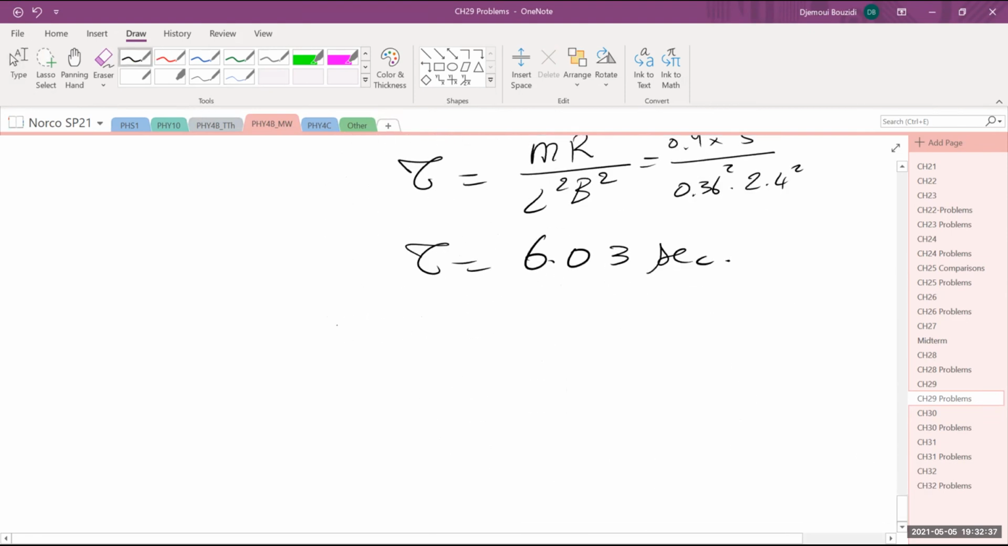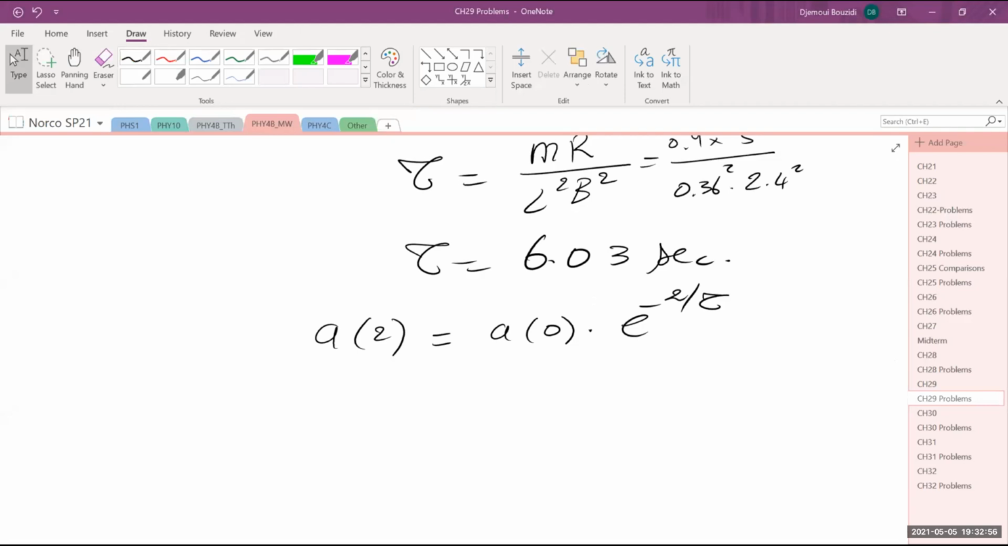I'm good. So a sub 2, after 2 seconds, is going to be a sub naught times the exponential of minus 2 divided by this tau, okay? So it's going to be e to the minus 1/3, basically, because 2 over 6 is 1/3 in the denominator. So let's see how much that is.